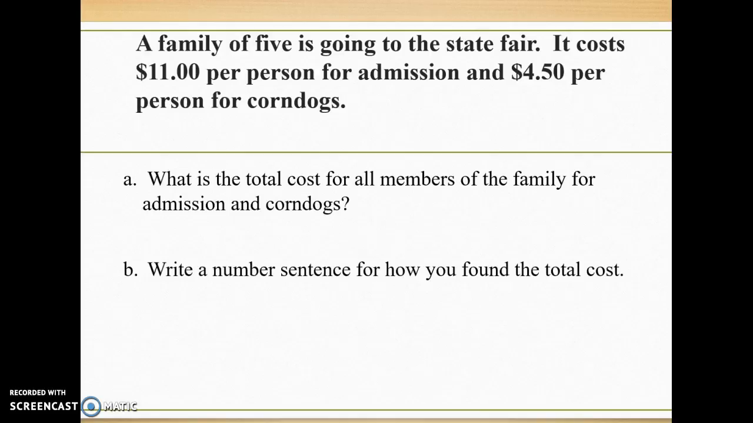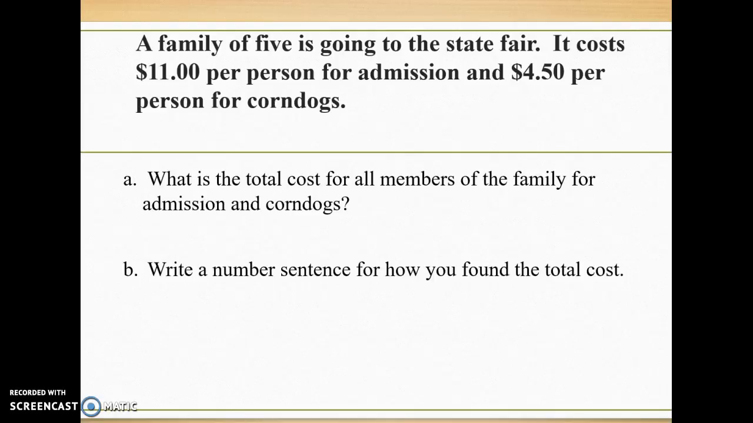So here is the first one we are going to answer. We need to write a number sentence for how we found the total cost. So think about how you are approaching this. Some of you will think about it this way: what if we find how much admission and a corn dog cost for one person first? Then we add those two together, and then multiply that by how many people go. We will find the total answer.